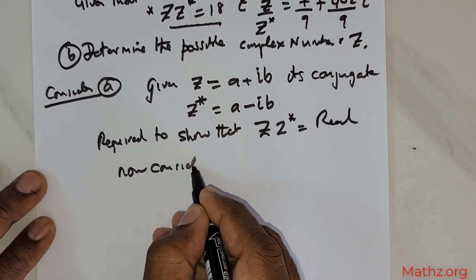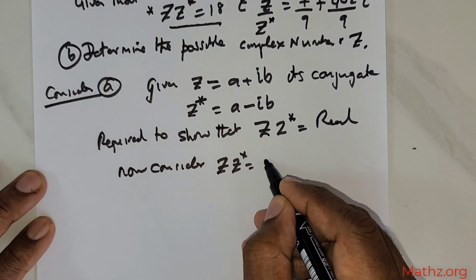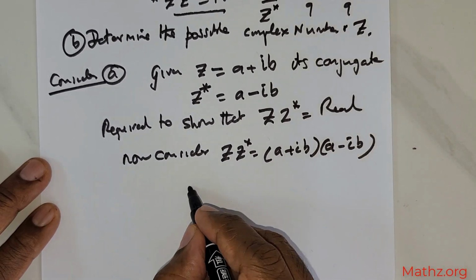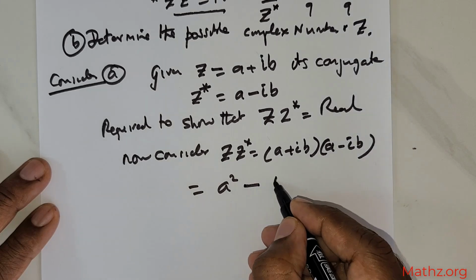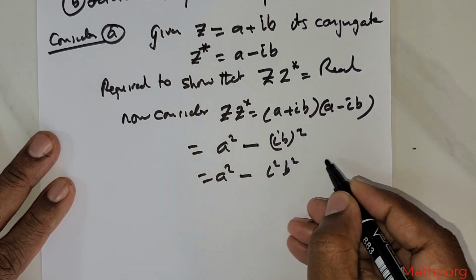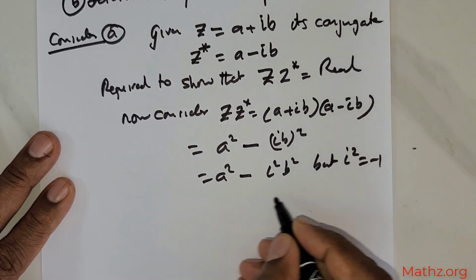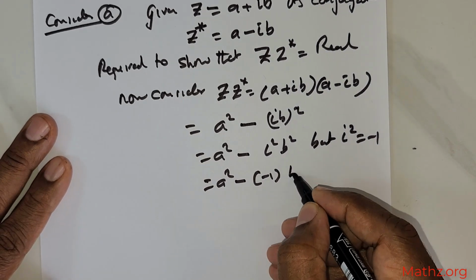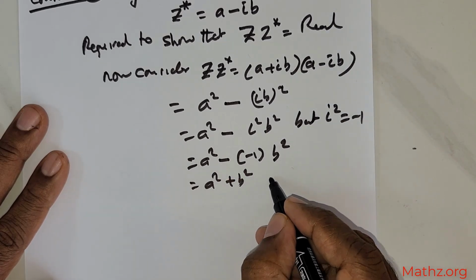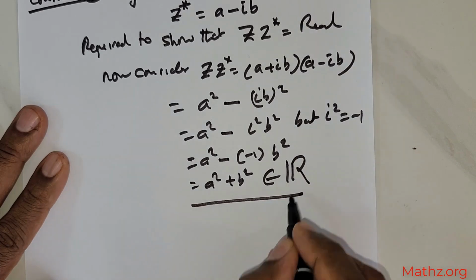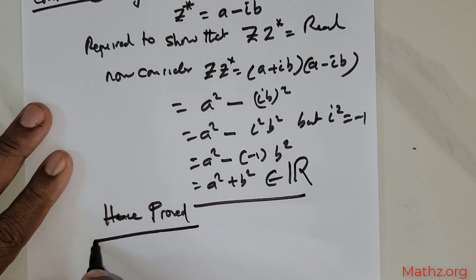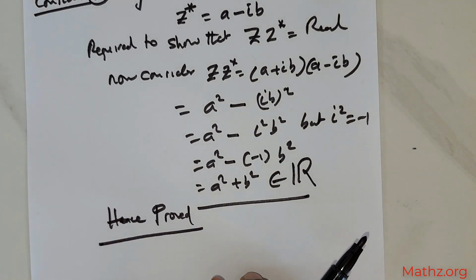Now consider z times z star. z is a + ib, z star is a - ib. You multiply this, you get a squared minus (ib) squared. This is equal to a squared minus i squared b squared, but i squared is negative 1. So this is a squared minus negative 1 times b squared, which is equal to a squared + b squared, which is a real number. Hence proved. So the first part is done. Now we need to move to the second part.